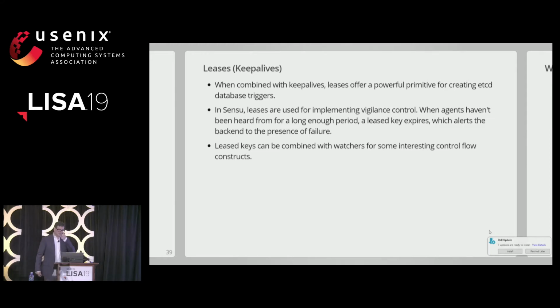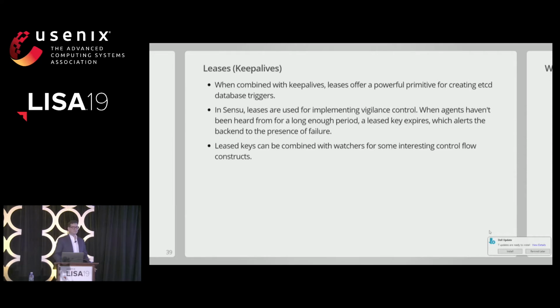Okay, so if you combine leases with their keep alives, it gives you a powerful primitive for creating database triggers. And that was something I really wanted from etcd since its transactional model was so limited. We use leases in Sensu for implementing vigilance control, also known more colloquially as a dead man switch. So when agents haven't been heard from for a long period, a leased key expires, and that alerts the backends to the presence of failure.